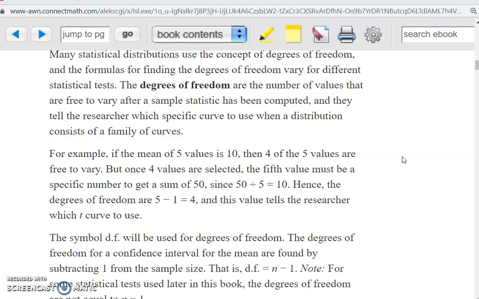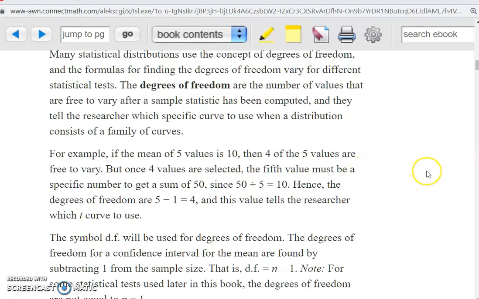Now think about that. Does that make sense? If you have 5 values, and you add them up and divide by 5 and you get 10, well, the first 4, you can pick anything you want. You can pick any numbers that you want. That last guy is not free to be chosen any value because the first 4 dictate what the last guy is going to be. So once you pick 4 values, the 5th value must be a specific number in order to get them to add up to be 50.